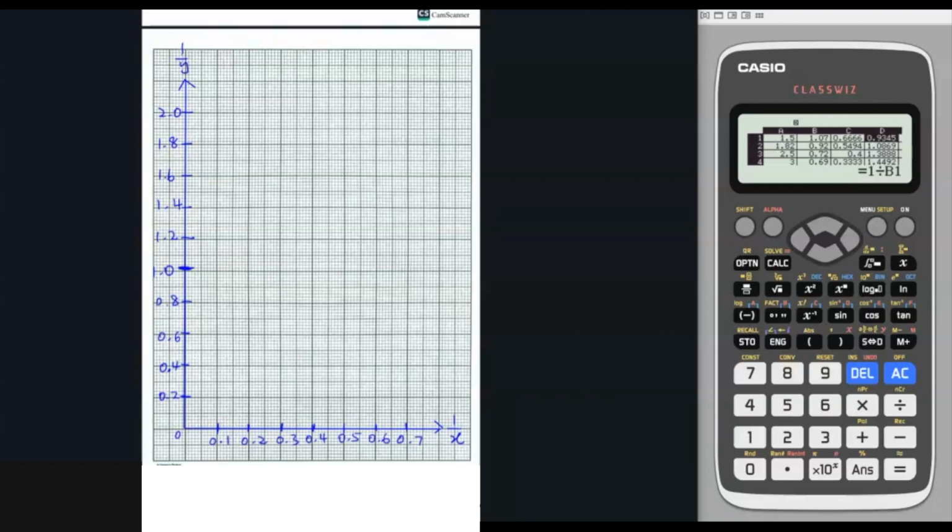For the first coordinate, it is 0.67, 0.93. So 0.67, then 0.93, so it's somewhere in the middle here.